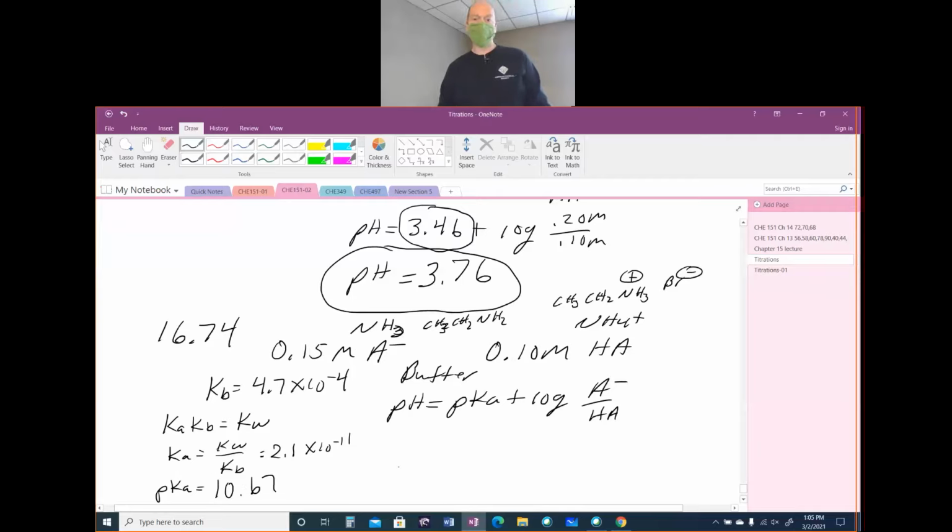All right, and so your pH is equal to your pKa, 10.67, plus the log of the concentration of the base, 0.15, the weak base, divided by the concentration of the weak acid, 0.10.